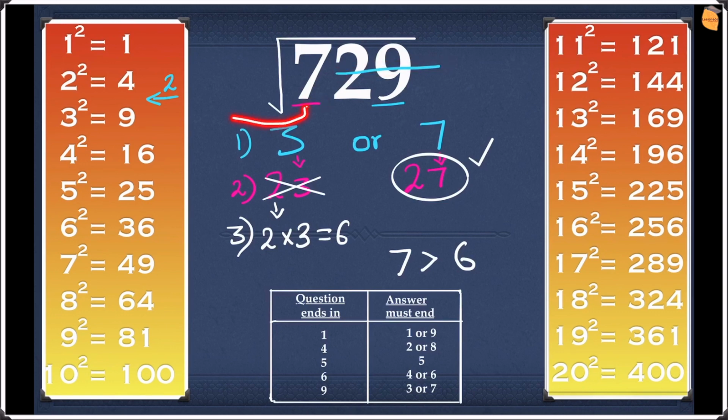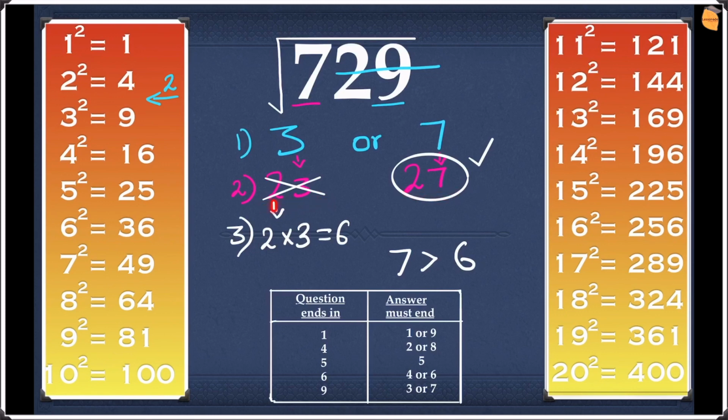Let's look at where the 7 fits in the squares table. It fits in between 2 and 3 squared, so write a 2. So we're going to write this 2, bring this 3 down, join them up, 23. Same here, bring the 7 down, join them with the 2, 27. Okay, so now that's the second step. We know it's either going to be 23 or 27.